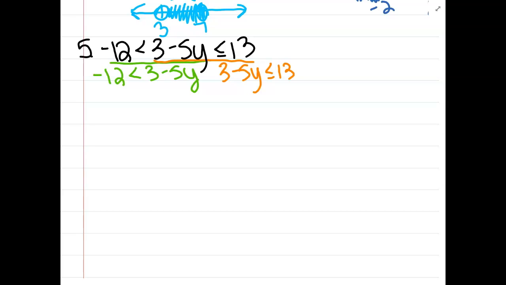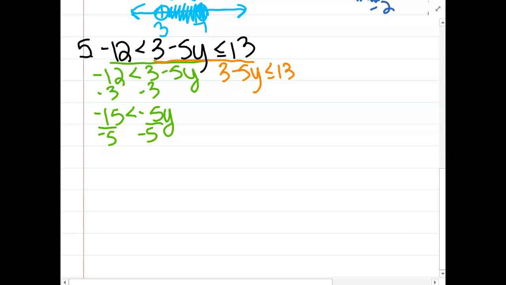You're going to be kind of careful with this one. I need to get rid of the 3 first, but that's a positive 3. So I need to subtract 3. We have negative 15 is less than negative 5y. And then to get rid of the negative 5, we divide by negative 5, which means you got to flip the sign. So I'd have 3 is greater than y, but we kind of in a way have to flip the sign again because I want to write the y first. So y is less than 3.